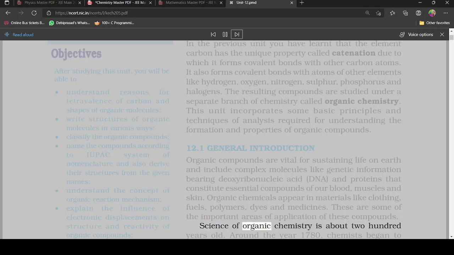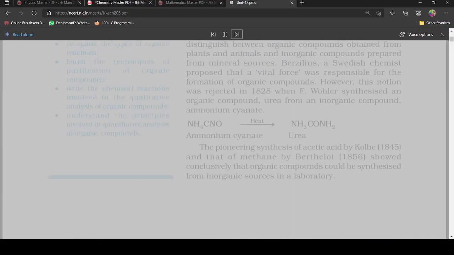Science of organic chemistry is about 200 years old. Around the year 1780, chemists began to distinguish between organic compounds obtained from plants and animals and inorganic compounds prepared from mineral sources. Berzelius, a Swedish chemist, proposed that a vital force was responsible for the formation of organic compounds.